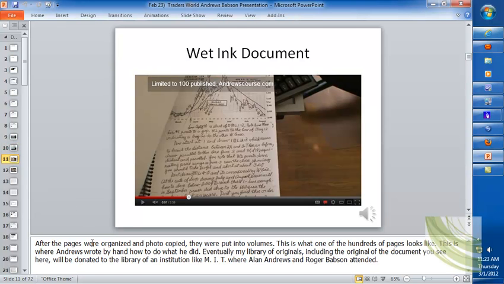And now, after the pages are organized in photocopies, we put them into 3 massive volumes. And this is what one of those hundreds of pages looks like. This is where Andrews wrote by hand how to do what he did. And eventually my library of the originals, including the originals of the document you see here, is going to be donated to the library of an institution like MIT, where Alan Andrews and Roger Babson attended.